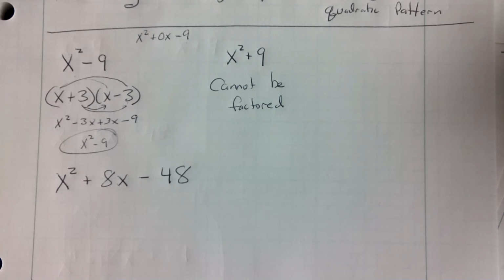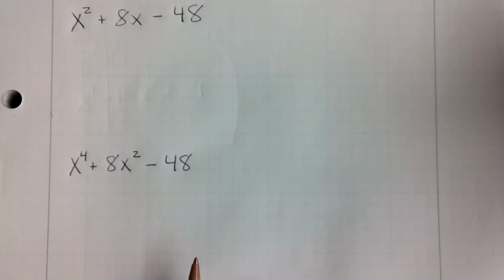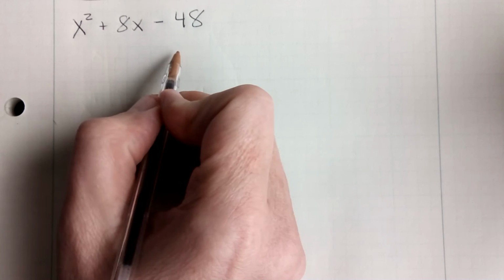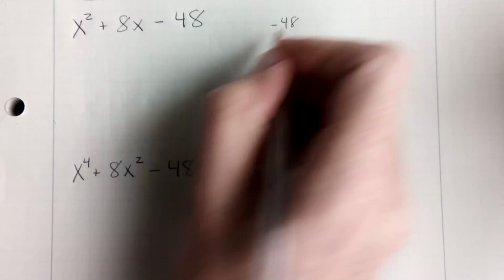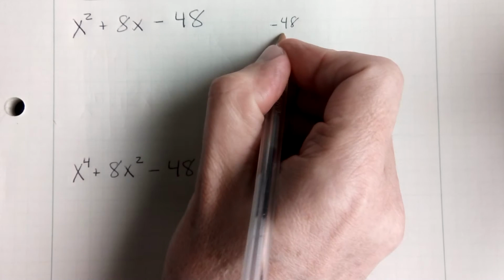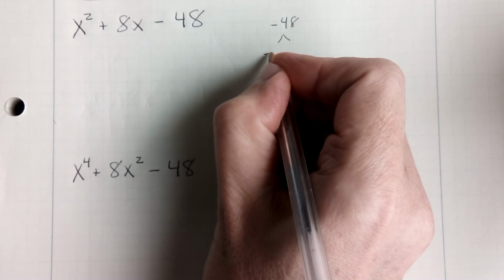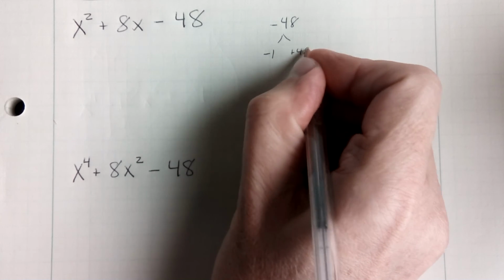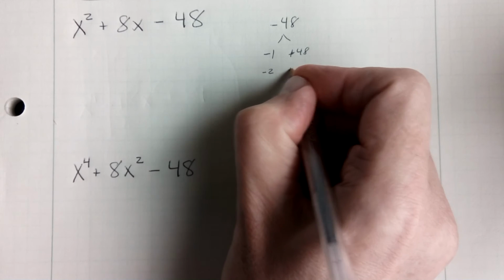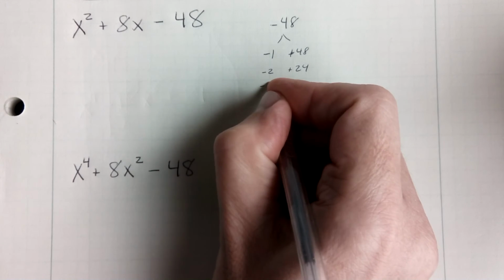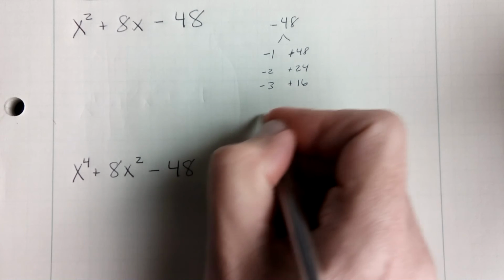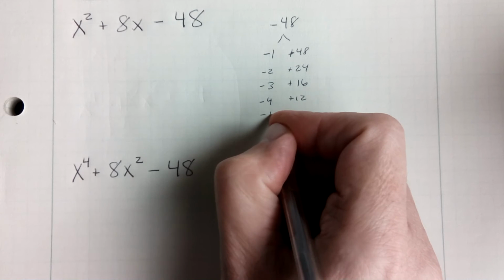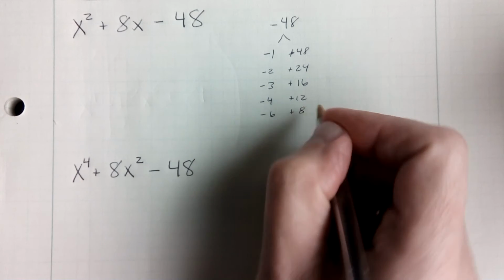Now, the next thing I want to talk about is, remember how we factor polynomials. If I gave you this polynomial right here, x squared plus 8x minus 48, what you do is you take that negative 48 that's on the end. We're going to look at factors of that, like negative 1 and positive 48, negative 2 and positive 24, negative 3 and positive 16, negative 4 and positive 12, negative 6 and positive 8. And we get these factors.